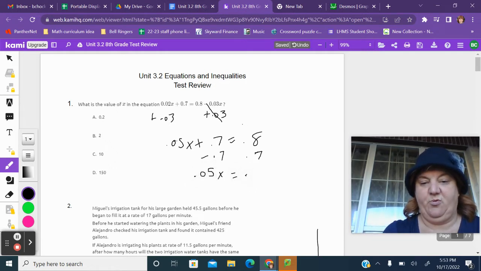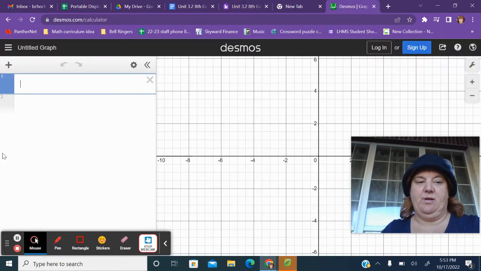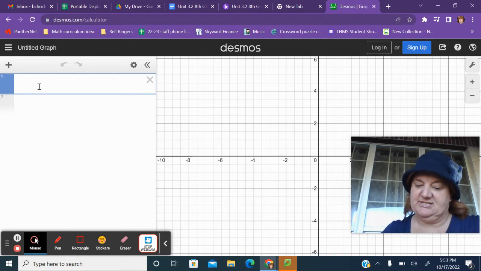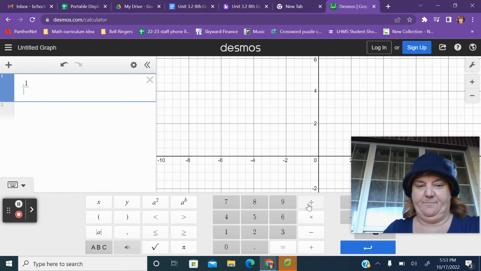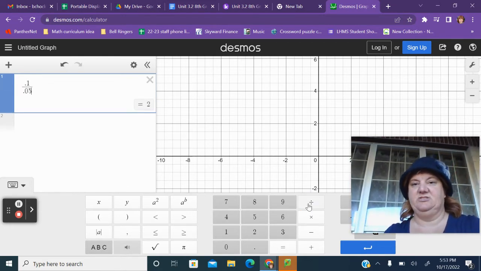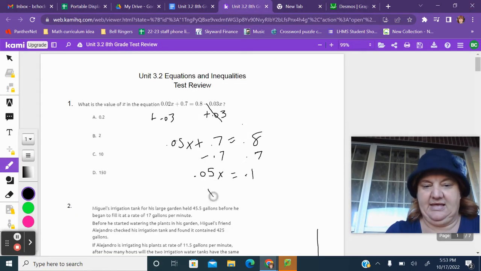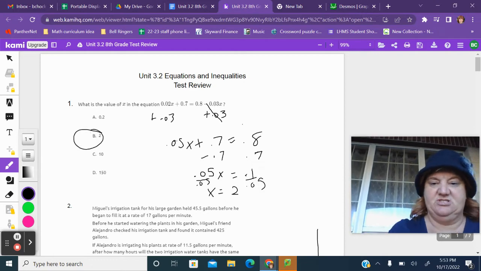0.05x equals 0.1. Guys, do this on a calculator. You may think you know it, but that's how you're missing these questions. So 0.1 divided by 0.05, and the answer is 2. So let's put a 2 there. X equals 2. I did divided by 0.05, divided by 0.05. So my answer is 2.